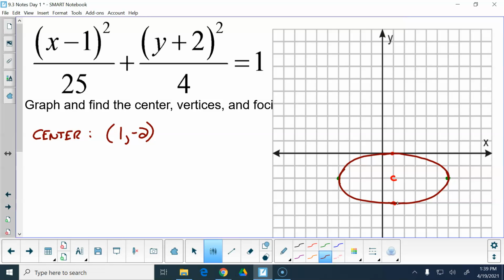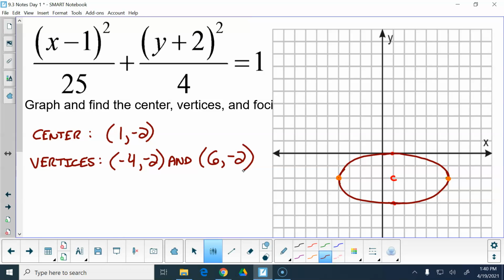It looks more like an egg, but we'll let it slide. Okay. That gives me these 2 points as my vertices because horizontally it's longer. So that would be at the point negative 4, negative 2, and 6, negative 2. Agree with those?